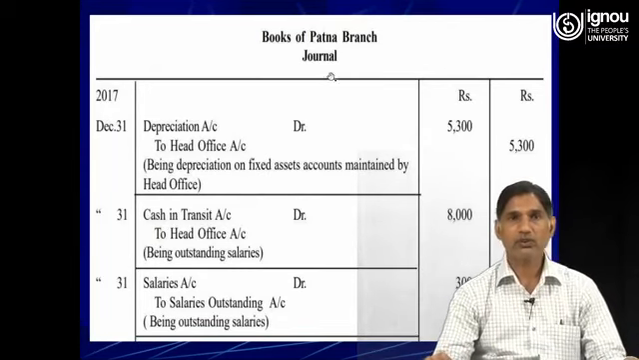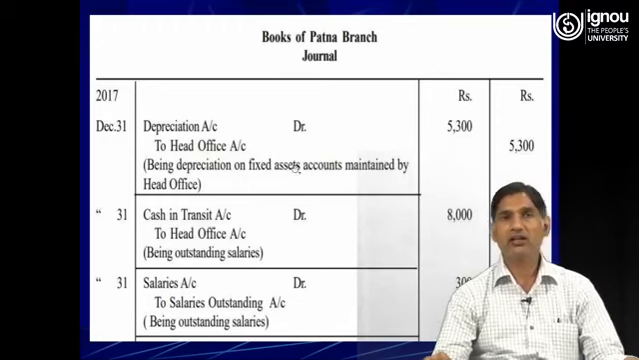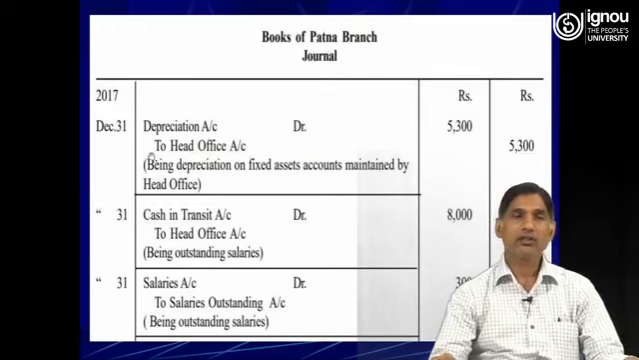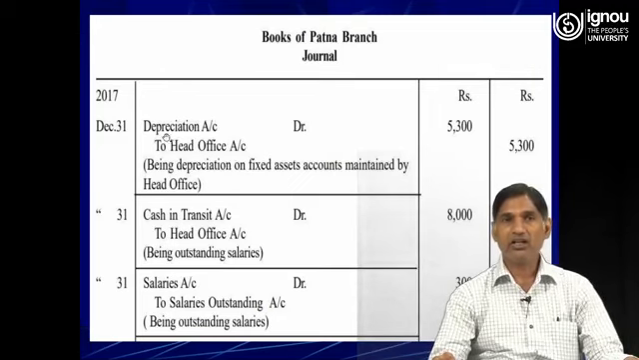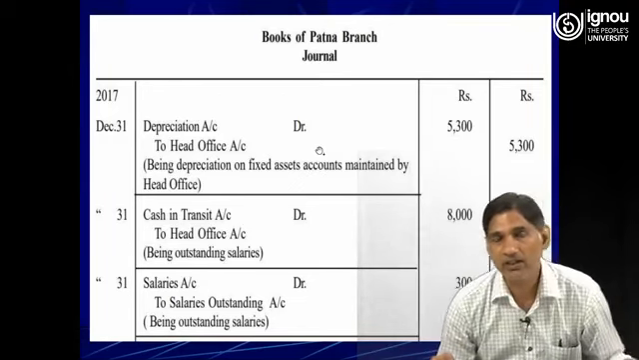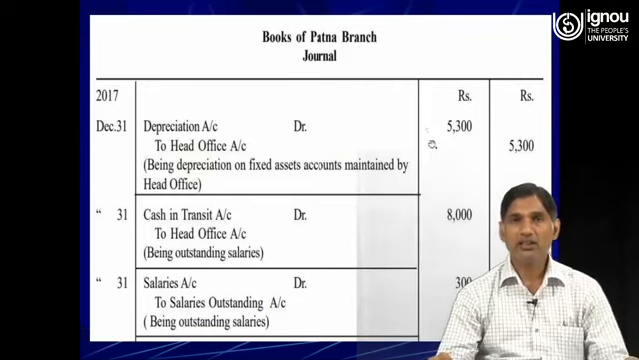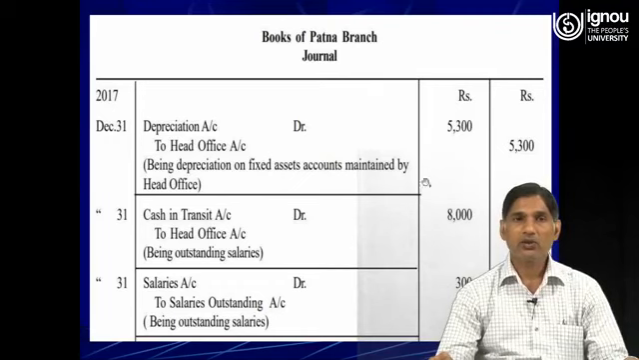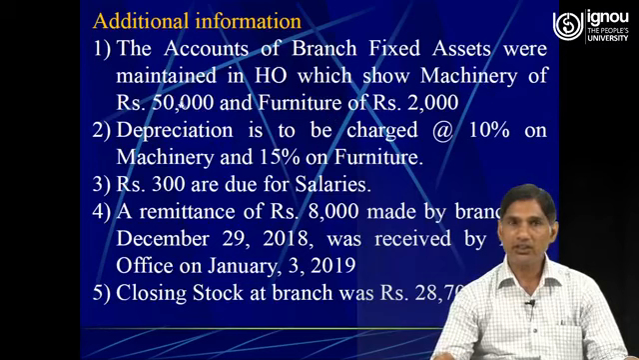So, books of Patna branch. Let's see what sort of journal entries are prepared in the books of the Patna branch. The first one is for depreciation. The first journal entry is depreciation account debit to head office. Here, dear learners, keep one thing in mind, that this is the total amount of depreciation.